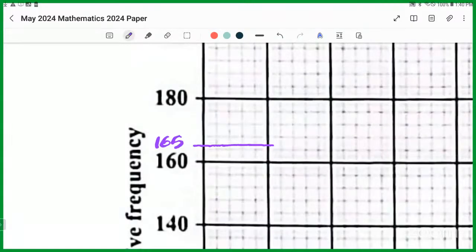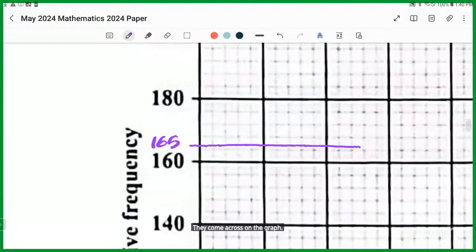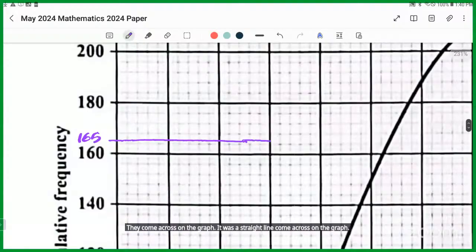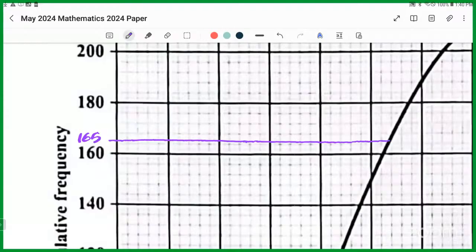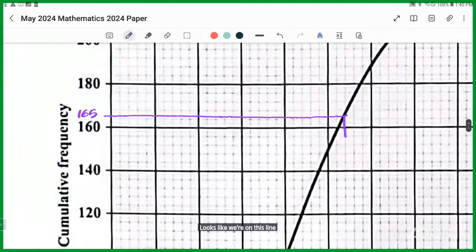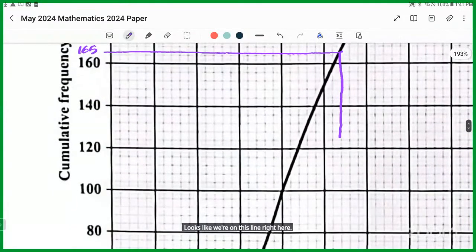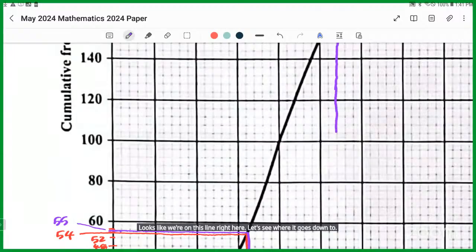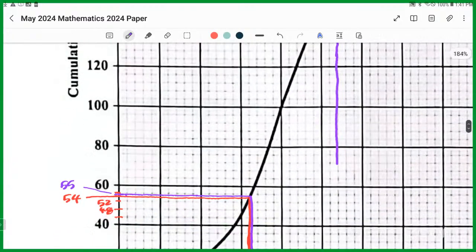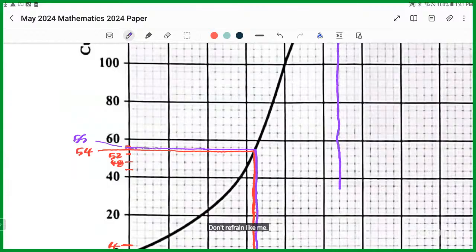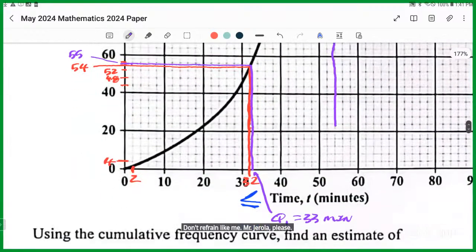Take this out. That's right, 165. So come across on the graph. Use a straight line, come across on the graph till you reach the graph. Looks like we're on this line right here. Let's see where it goes down to. Do it with your ruler, guys. Don't do it freehand like me. Do it with your ruler, please. Right down to here. That's 54, right? Remember, every millimeter is 2. So this right here says 54. So Q3 is 54 minutes.